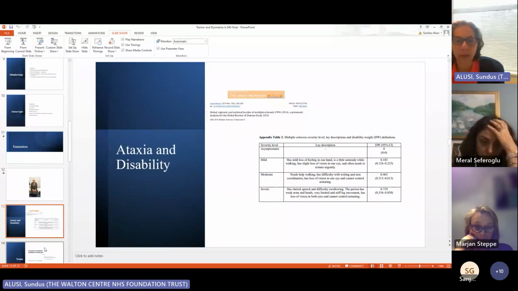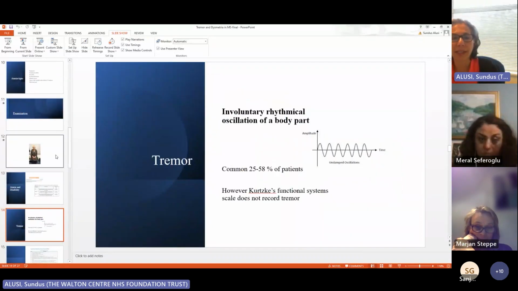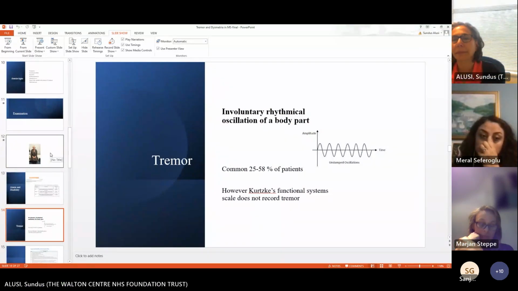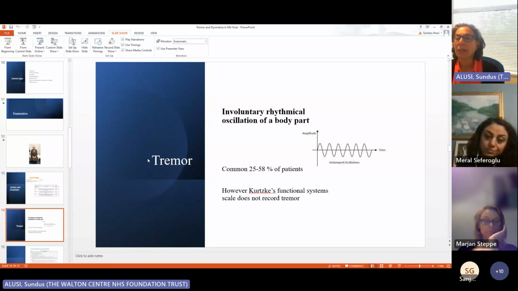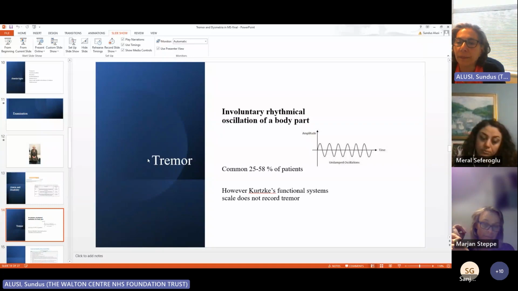If we go to tremor now, sorry, do you want to ask about ataxia? Because tremor has got a lot more. Anybody wants to ask me more about ataxia before I talk about management? No, okay. So if we go to tremor now, I mean, we said ataxia is incoordination.